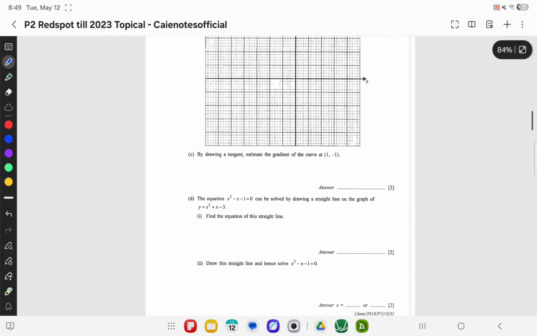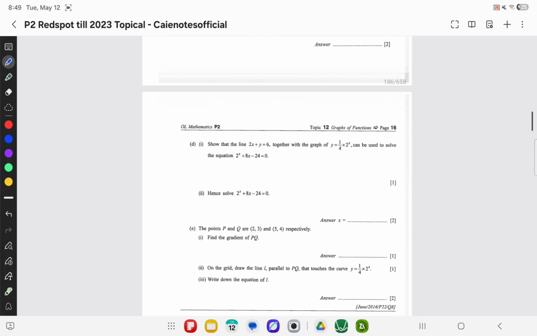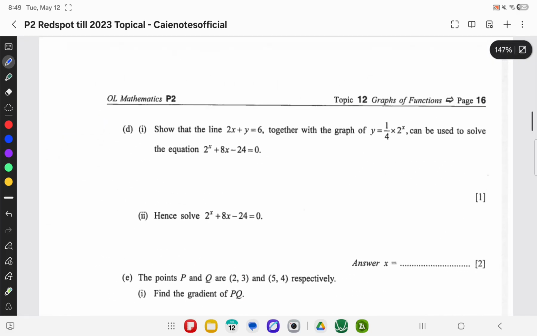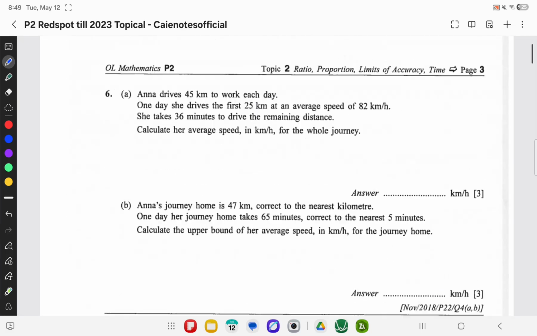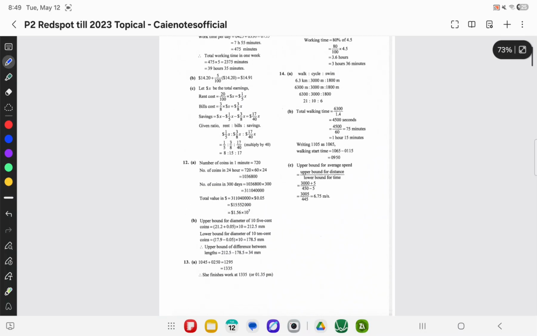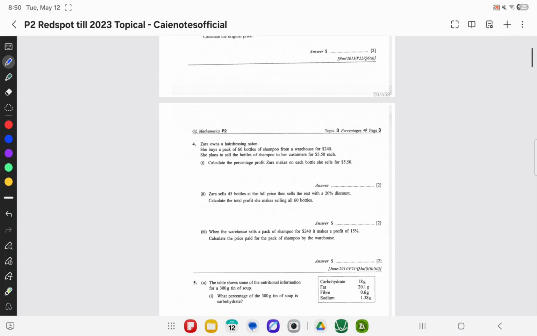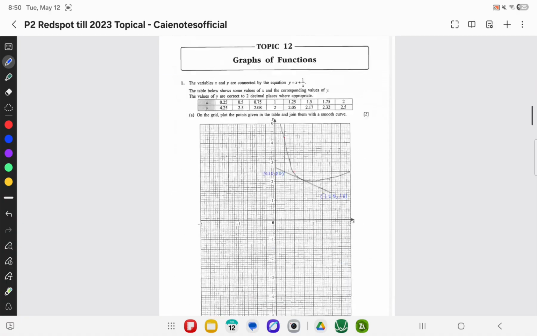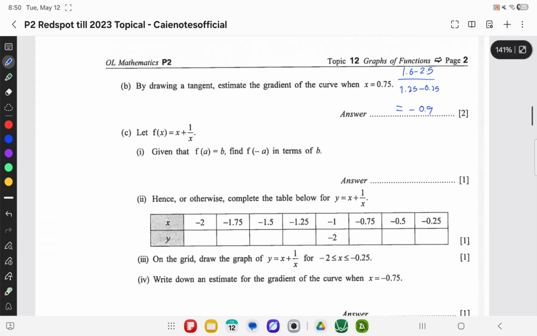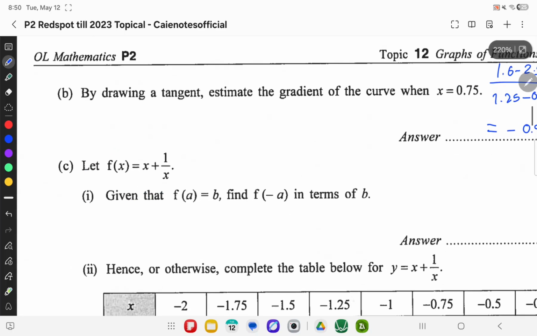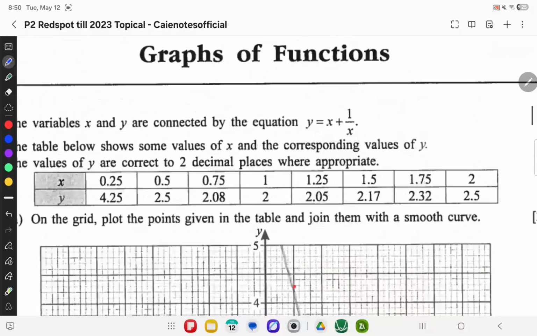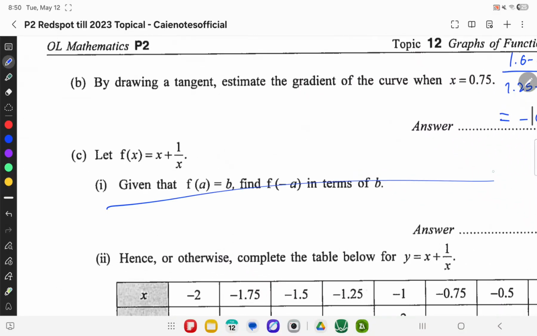And if I recall, there's this exponential one as well, which people may find difficult, they may find scary, but no, this isn't scary. How do we solve curves using the graph that we drew? So let f of x be this function, the curve on the function. Given that f of a is equal to b, find f of negative a in terms of b. Now this is a fun question.